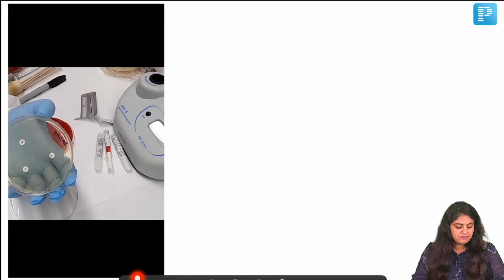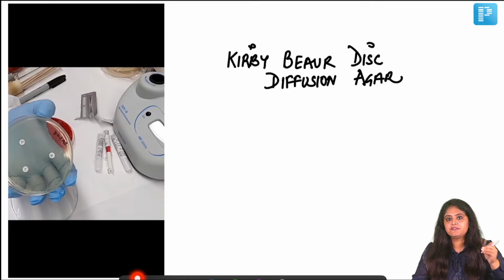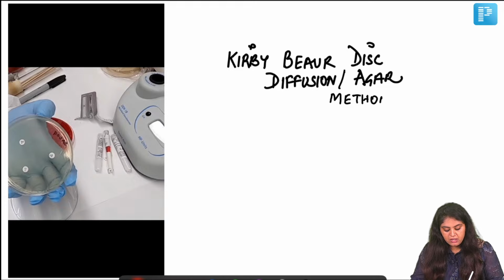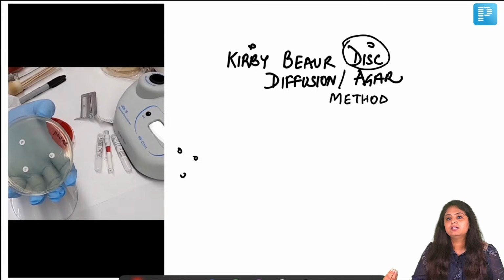So what are these white color discs? For antibiotic sensitivity, different antibiotics have been put. The name of this agar or this method is the Kirby-Bauer disc diffusion method. Write Kirby-Bauer disc diffusion method, or write agar, it means the same. So what are these white color discs? That is why I said disc diffusion agar, because this is actually an antibiotic. Different antibiotics have been put.